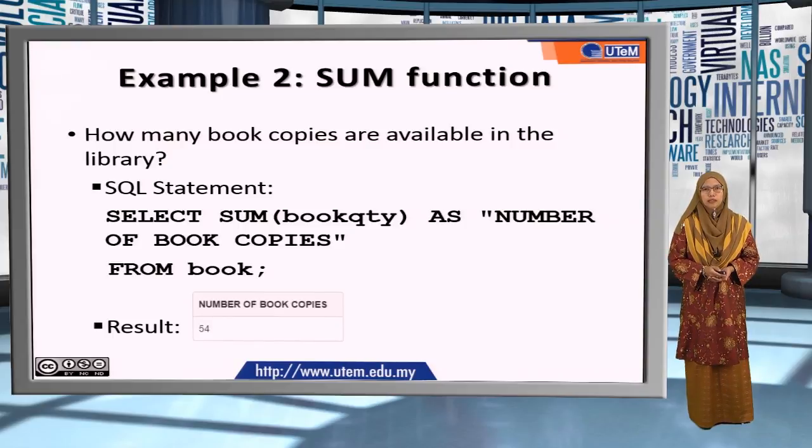The SQL statement in the slide shows how we use the sum function on the book quantity column to get the number of book copies. The results of the SQL statement show there are 54 copies of books available in the library.